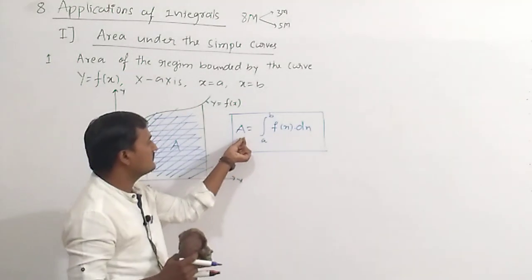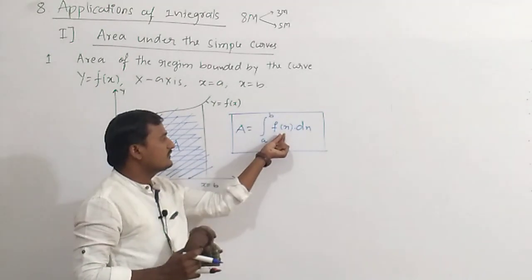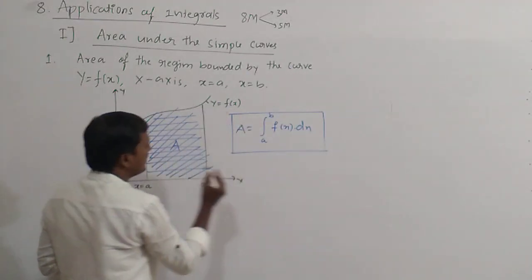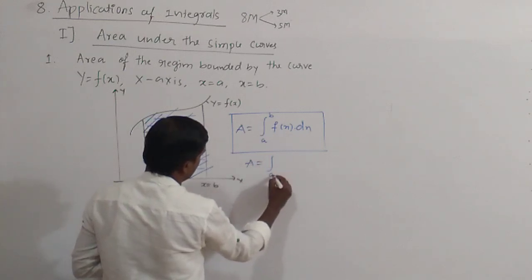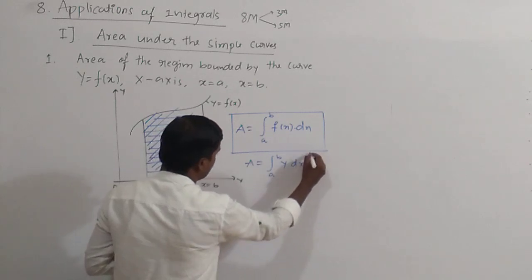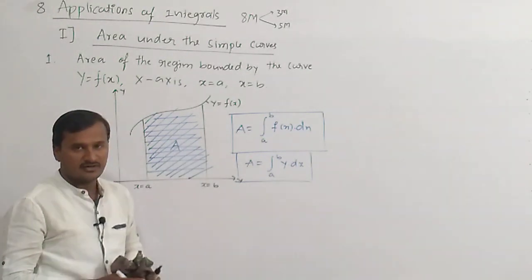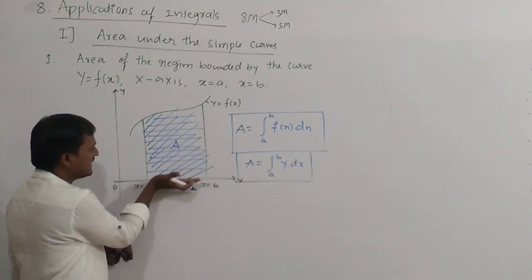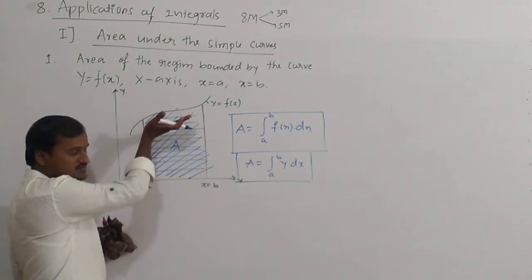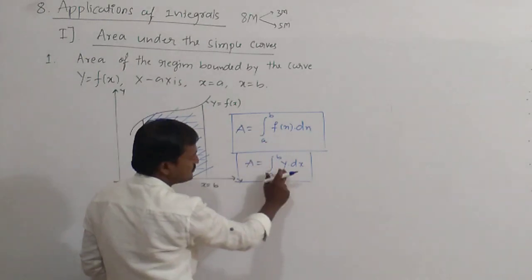So that is given by the formula A equals integration of a to b f of x dx. But what is the value of f of x? That is y. So we write A equals integration of a to b y dx. We will use this formula to find the area. Also this area lies above the x axis, so clearly this area lies in the first quadrant. In this case we are using this formula.